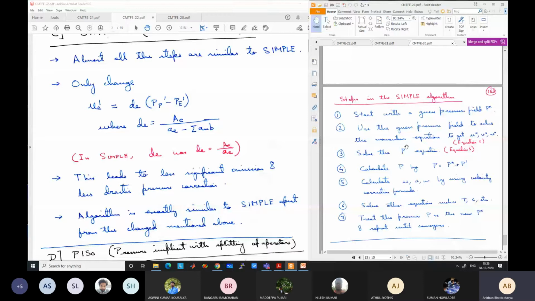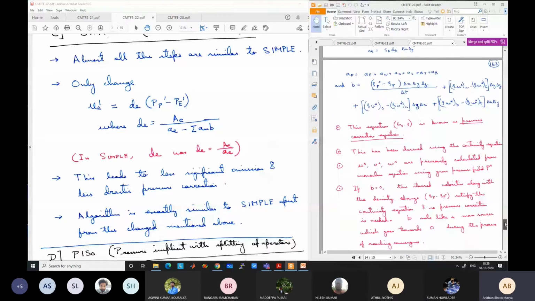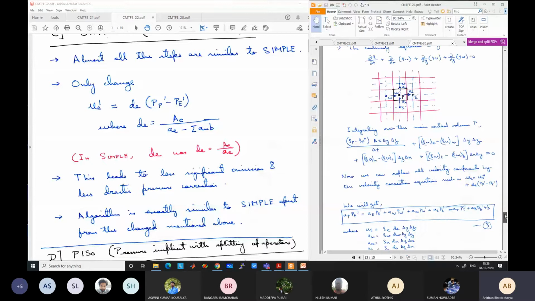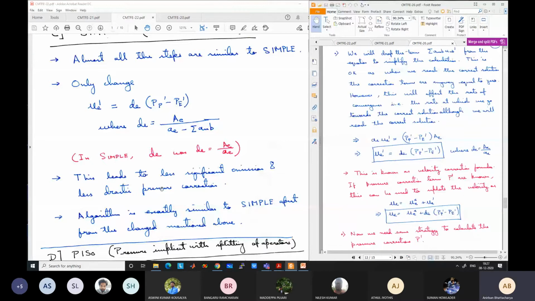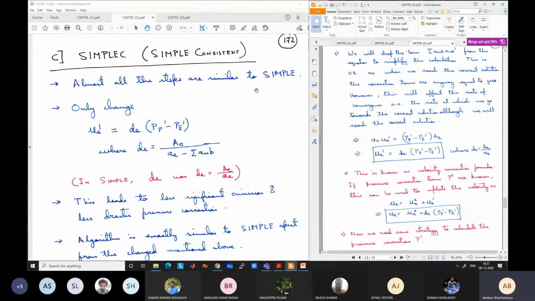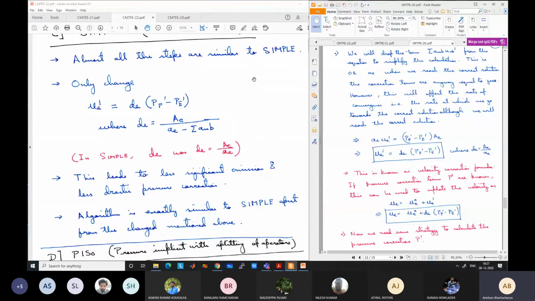But while calculating the P dash and other things, when you calculate this D, this D has to be replaced with this formula of D instead of this. And this can be easily calculated because these coefficients are all known values. So this is known as the SIMPLEC algorithm, and with this small change itself, it is very much better than the SIMPLE algorithm.